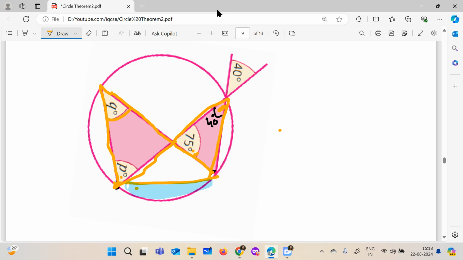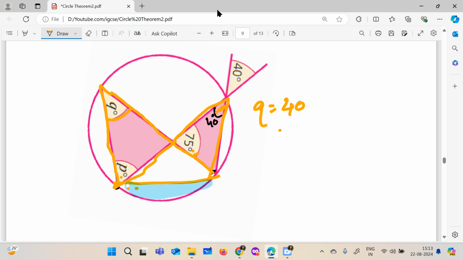From this point, this is the minor segment. In the major segment we have Q, and in the same major segment another angle is this one, 40 degrees. So Q is also 40 degrees. Is this clear to you?